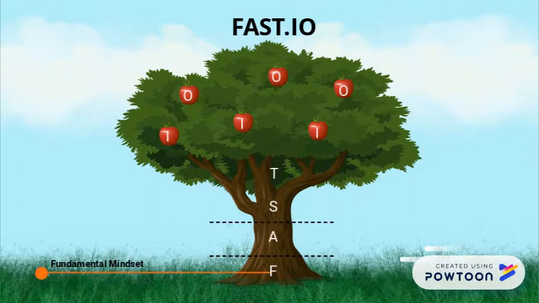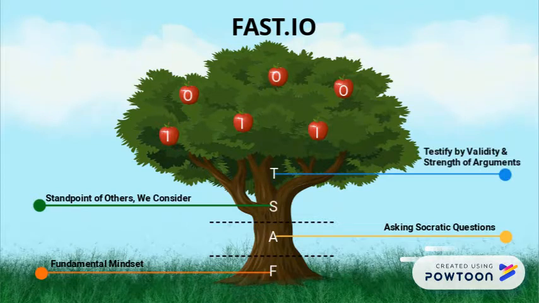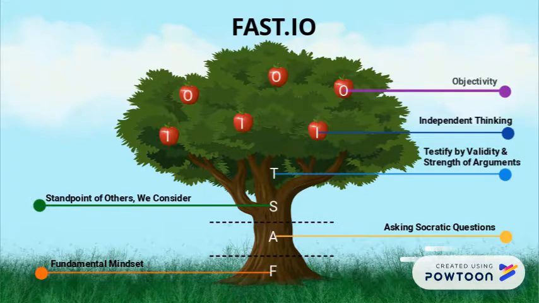Firstly, from bottom up, we have F for fundamental mindset. A for asking Socratic questions. S for standpoint of others we consider. T for testify validity and strength of arguments. And the outcomes are independent thinking and objectivity.